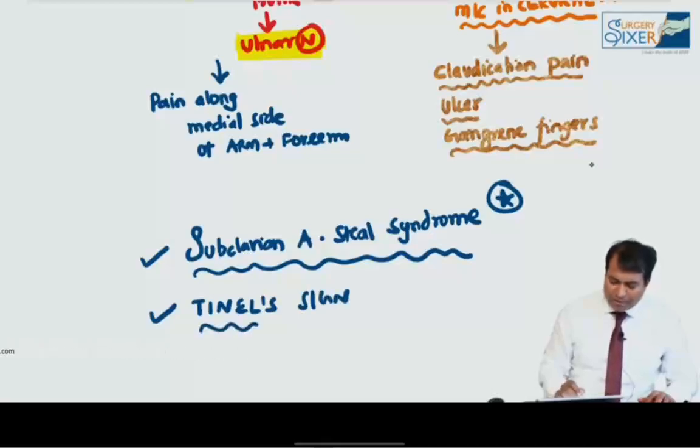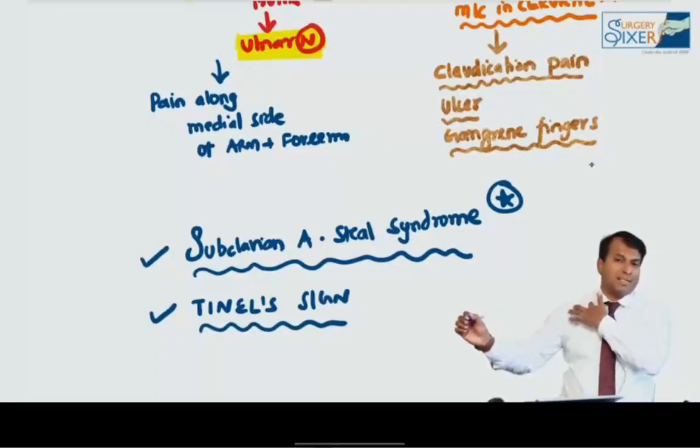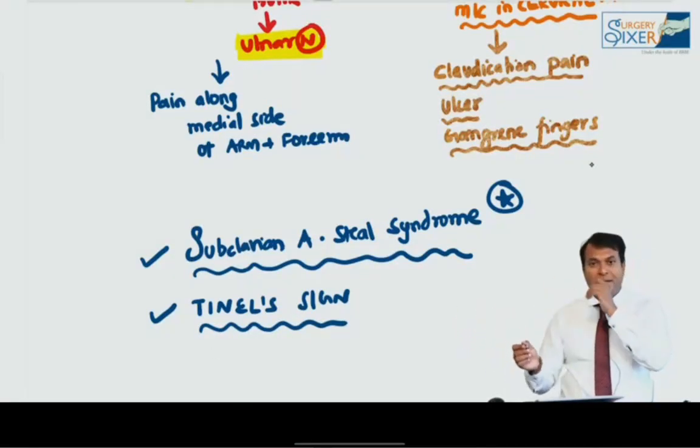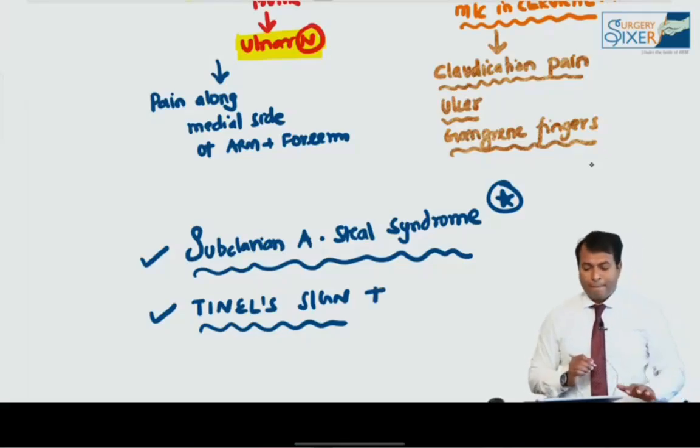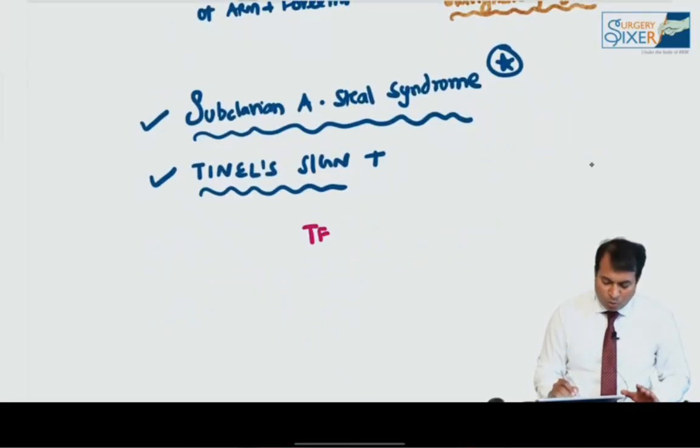So along the course of the nerve, when you tap it here along the brachial plexus, you will have pain radiating, a shooting pain will be seen. That is Tinel sign positive. And at this point of time, you should know some tests to bring out occult thoracic outlet syndrome.